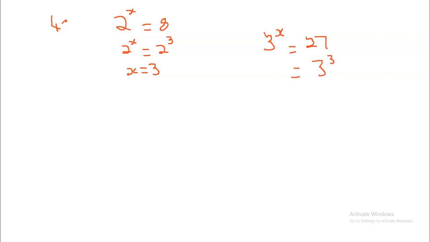So always remember, the aim is to have the same base. Whenever you get a number, make sure that you get either the same base or the same exponent. Here I've got the same base, which is 3 and 3. So remember, if you've got the same base, what do we do? We equate the exponents. Therefore, our answer x will be equal to the exponent, which is 3.